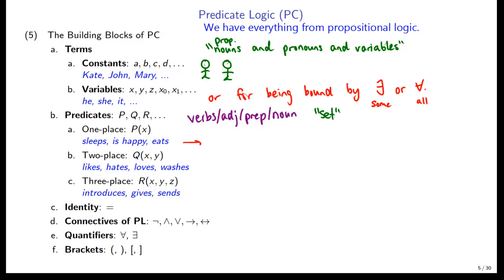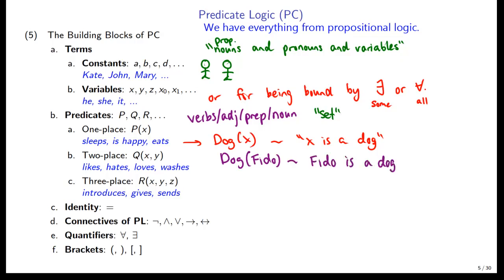Specifically, we might also have something like dog x, which corresponds to x is a dog. So you might have something like dog Fido, meaning that Fido is a dog. That could be another example of a one-place predicate.